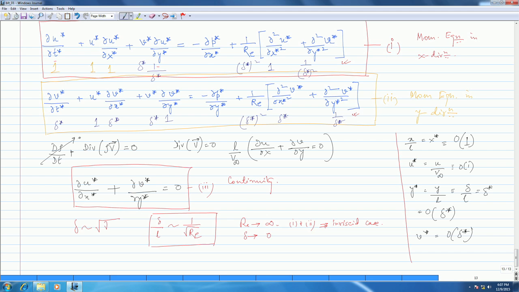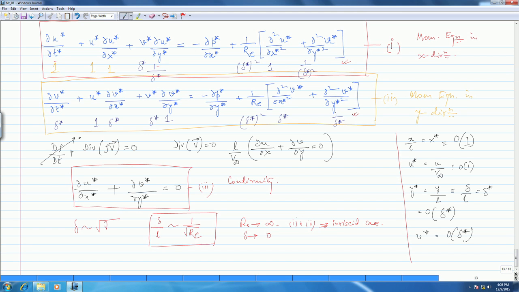So now, of course, we've done this. What we're basically going to say now is that we need to do something so that we can retain the viscous terms of this equation.